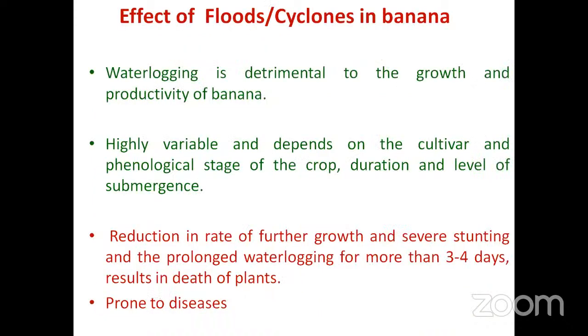Coming to the floods or cyclone effects, waterlogging is also detrimental to the growth and productivity of banana. The damage is highly variable and depends mainly on the cultivar, the phenological stage of the crop, and the duration and level of submergence. Karpur Chakarkeli can tolerate waterlogging better when compared to other varieties like Tella Chakarkeli, Grand Naine, and cooking varieties like Kovvur Bontha and dwarf Cavendish.